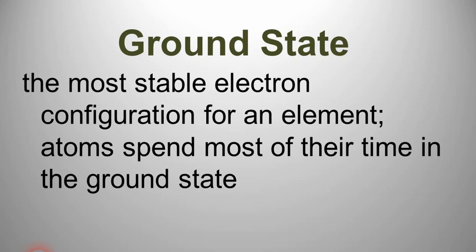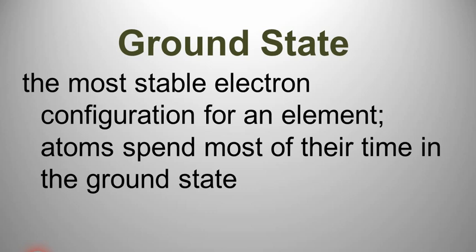So for example, on a test or on a quiz, if it says to write the ground state electron configuration for an element, well, that's basically asking you to write the regular electron configuration. That's what you've been learning to write for all of these lessons so far. That's kind of like the electron's home. That's where they spend almost all of their time.